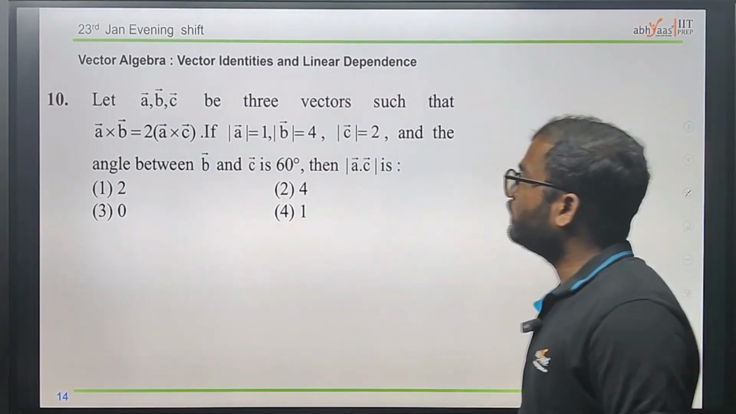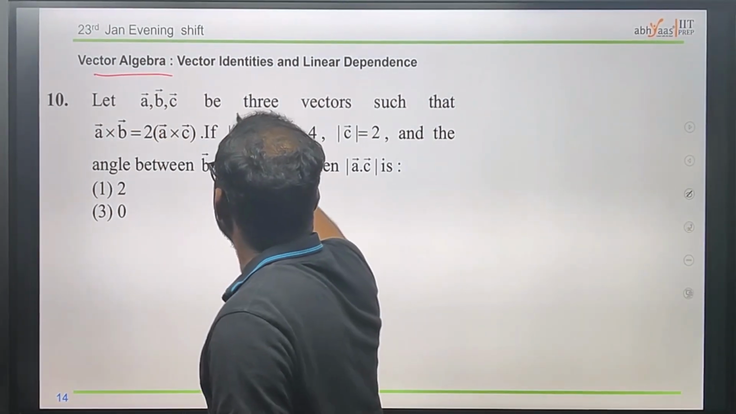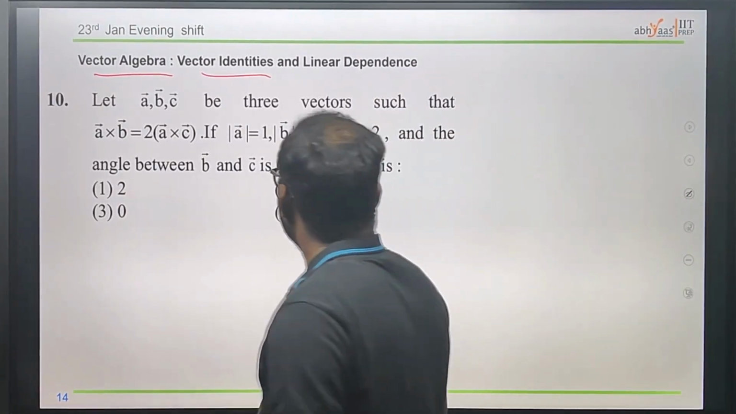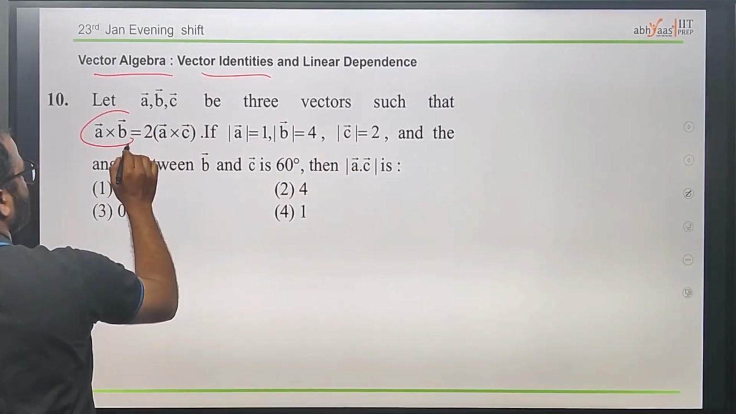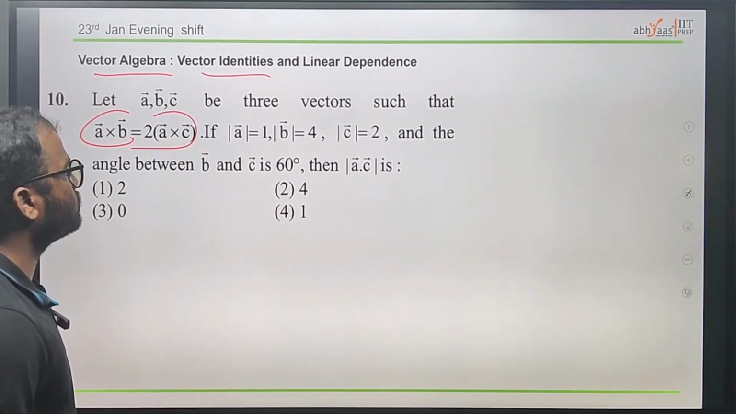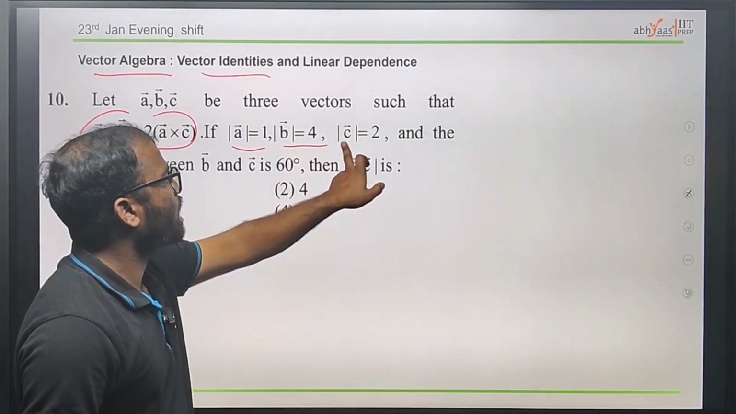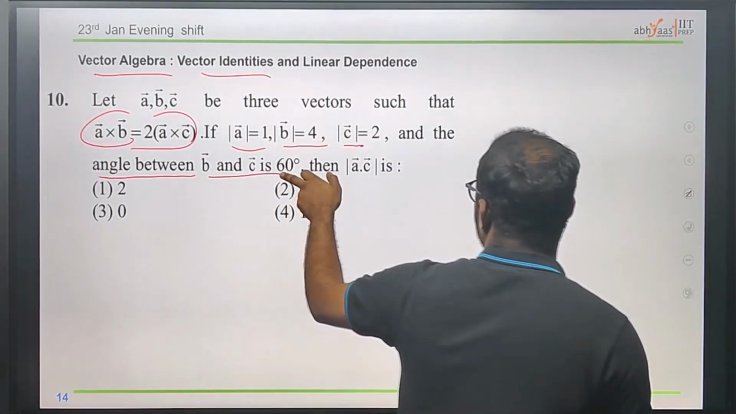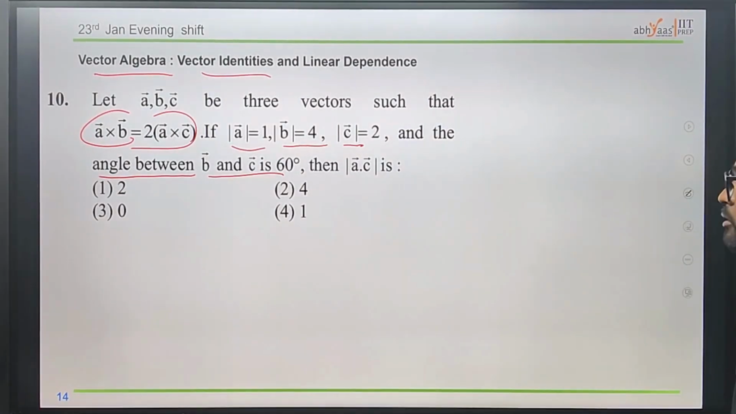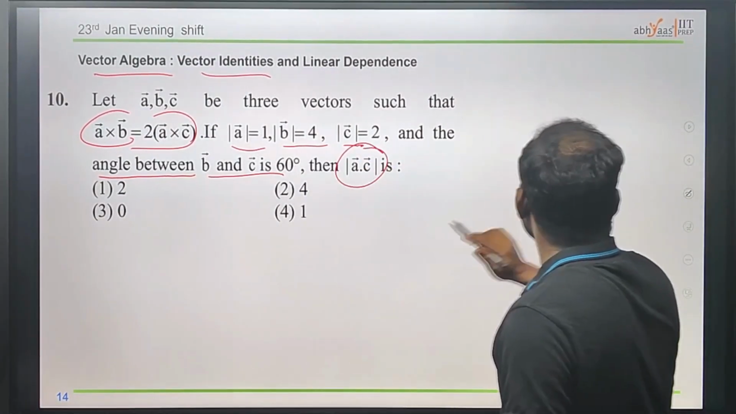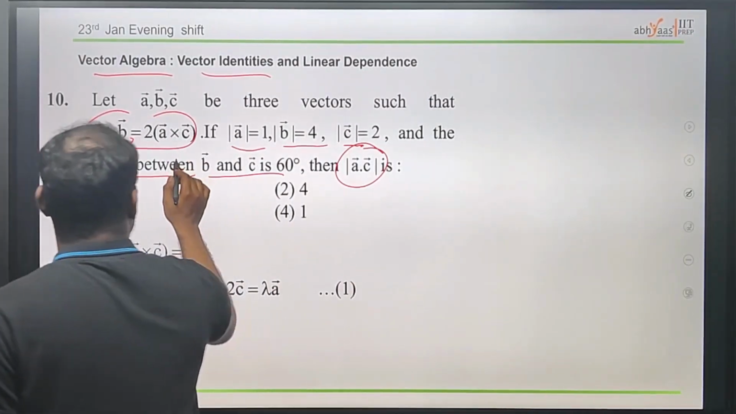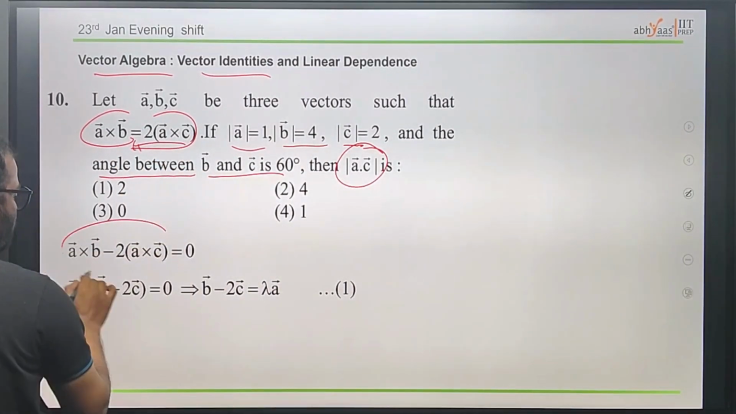Next question, in vector algebra, which uses vector analysis and linear dependence. If you see here, they have given A cross B as 2A cross C, along with some values, and the angle between B and C is 60 degrees. Then what is the value of the dot product of this? Now see here, just take it to this side and we will have this type of situation.